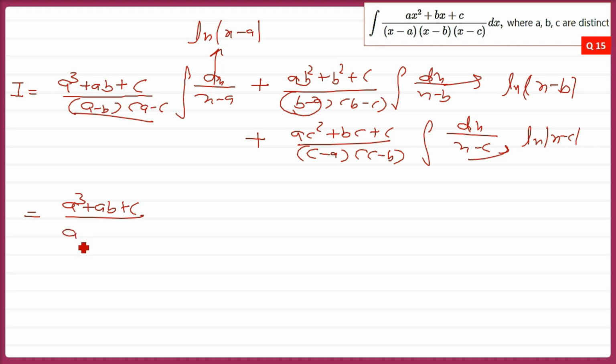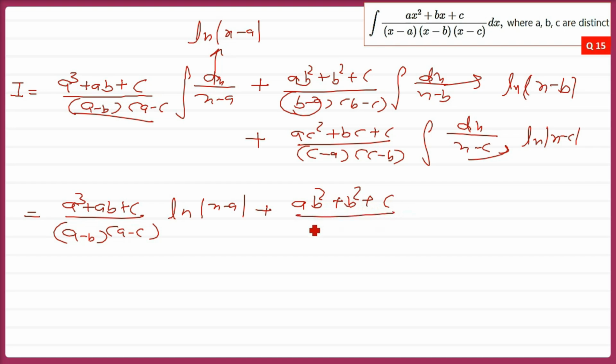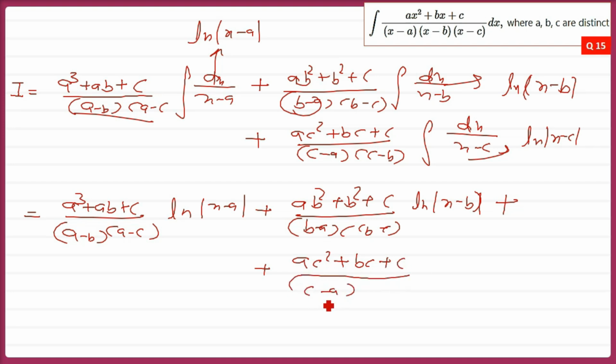So we have a cube plus ab plus c divided by a minus b into a minus c, ln modulus of x minus a, and then we have ab square plus b square plus c divided by b minus a into b minus c, and then we have ln modulus of x minus b, and the final time I am writing ac square plus bc plus c divided by c minus a into c minus b, and ln modulus of x minus c plus constant of integration.